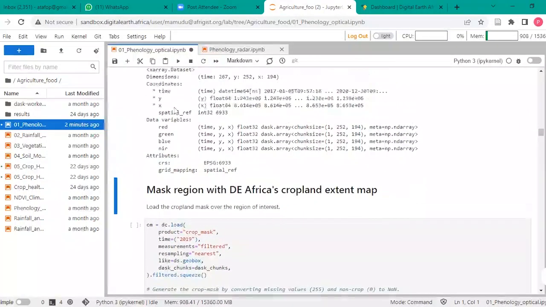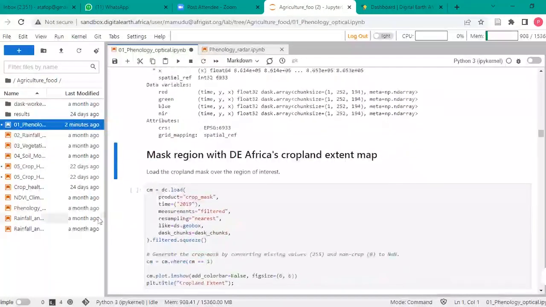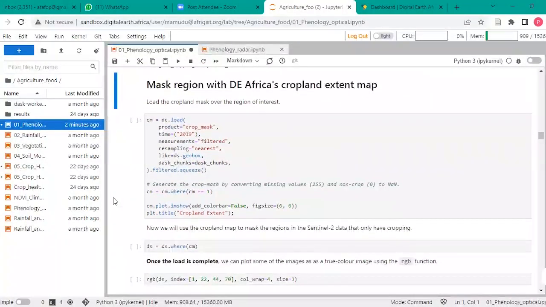Now, having loaded the Sentinel-2 image, the next thing we want to do is to load in the crop mask image. The crop mask image is also another analysis ready data set that is provided by Digital Earth Africa. So we are going to run this code to bring in the crop mask data for the period of 2019, which is filtered using the nearest neighbor resampling technique based on our Dask chunk that was created earlier. And so we will run this and have it plot a cropland extent map.